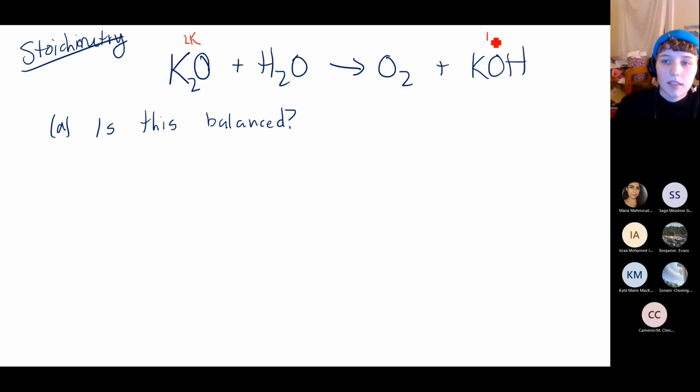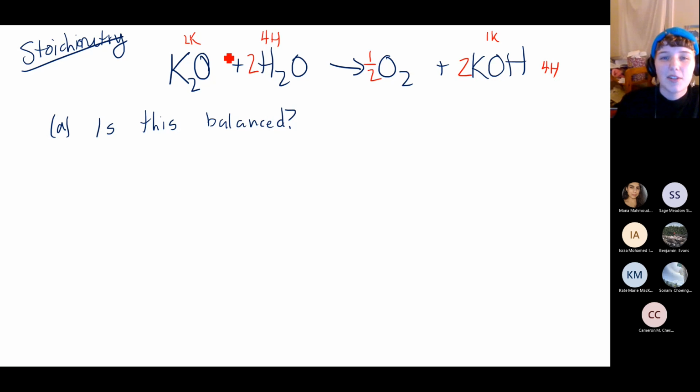It's 2K, 1K. Put a 2 here, right? And then there's so many oxygens. Now there's 4 hydrogen. So multiply here. So now we have 4 hydrogen, right? And now we have 1. So we need to multiply this by 1/2. Okay, I guess I'm just balancing it now.